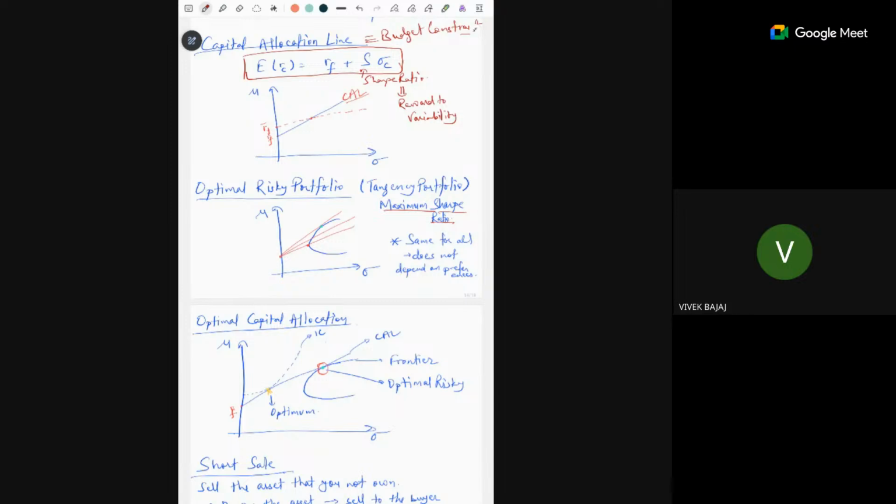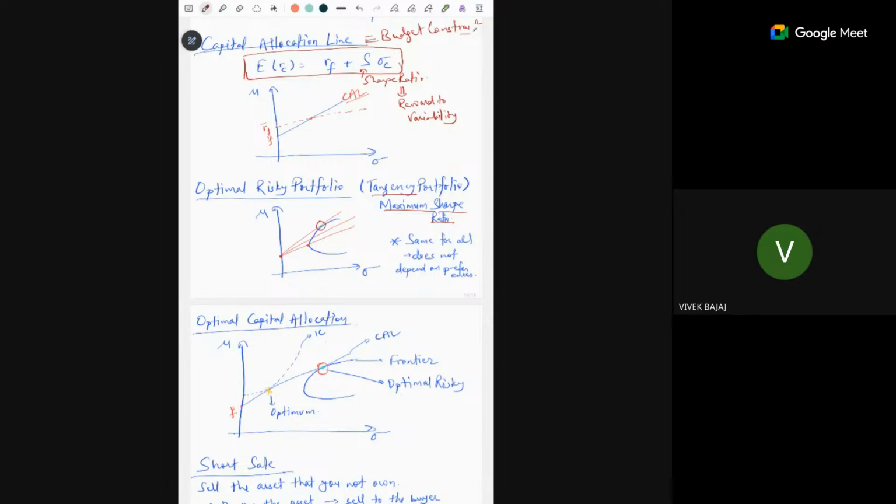That will be the one at which this capital allocation line is just tangent to this efficient frontier. So this green dot will be the optimal risky portfolio, and we call it the optimal risky portfolio or the tangency portfolio as well, because at this portfolio your capital allocation line is just tangent to the efficient frontier.